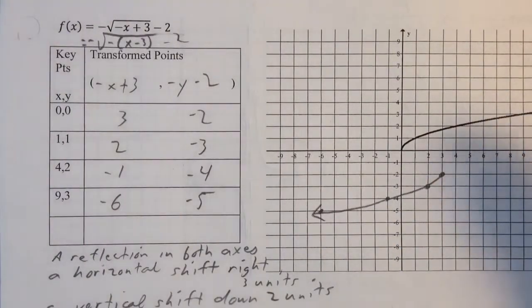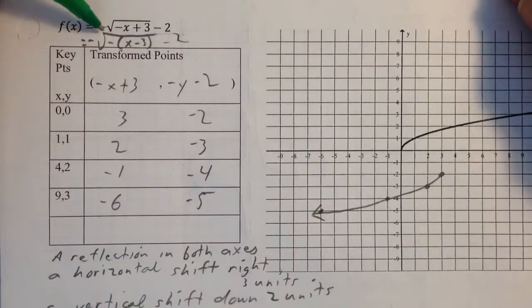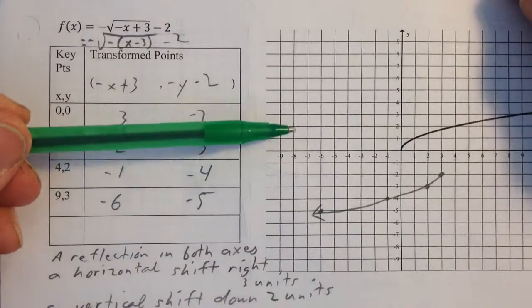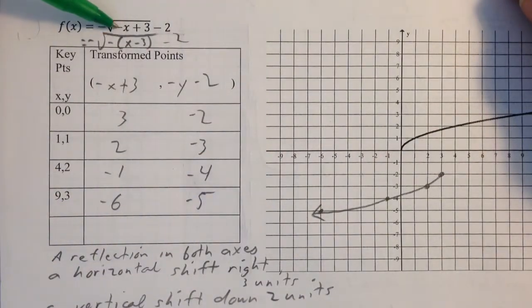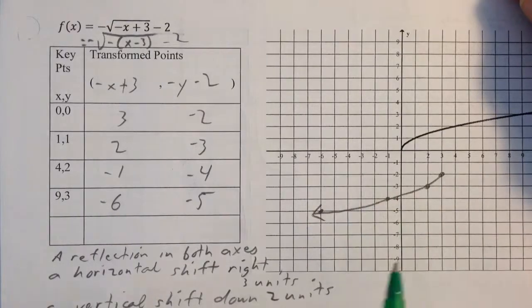Reflections 2, page 3. I have a negative sign in front of the root function, the root symbol, which tells me that it's going to be a reflection in the x-axis, and I have a negative sign in front of the x term, which tells me it's going to be a reflection in the y-axis.